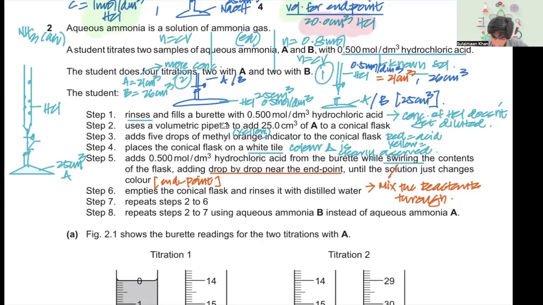Now he empties the conical flask and rinses it with distilled water. Why is he rinsing the conical flask with distilled water? To remove impurities, obviously, to remove contamination from experiment 1. And he repeats steps 2 to 6 again, obviously. And then he repeats steps 2 to 7 using aqueous ammonia B instead of A. So he does all of this twice, and then he uses aqueous ammonia B instead of A for the other 2 titration experiments, right? Done.